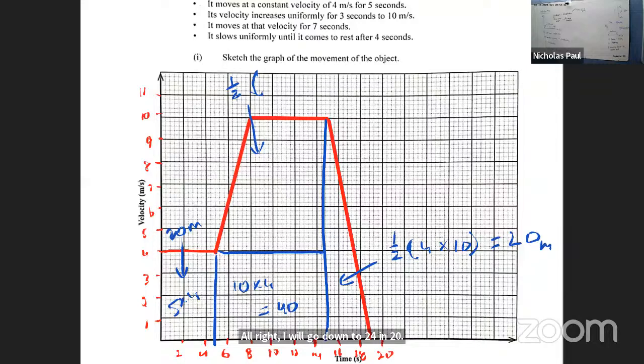The two parallel sides are what? 10 plus 7. And the height is 3, so that's 17 by 3. 51. So the total is what? 80 plus 51, which is 151.